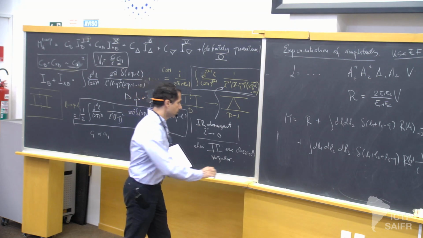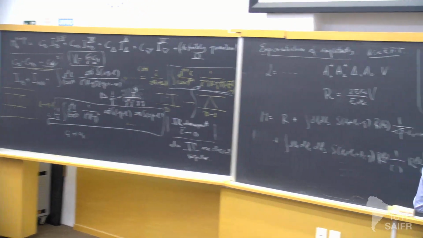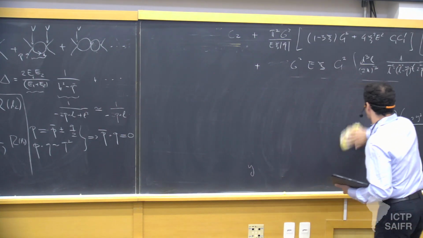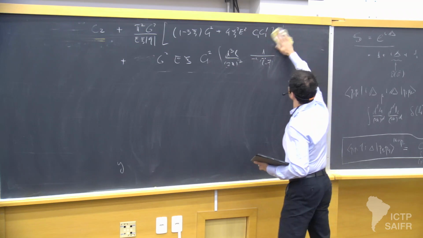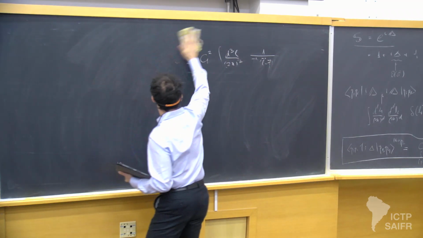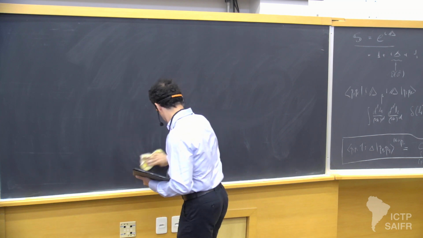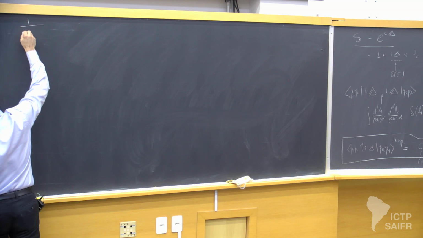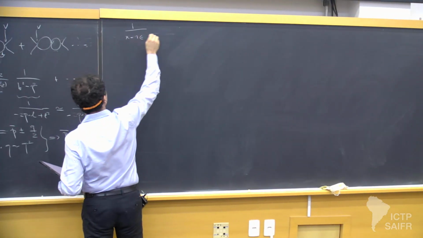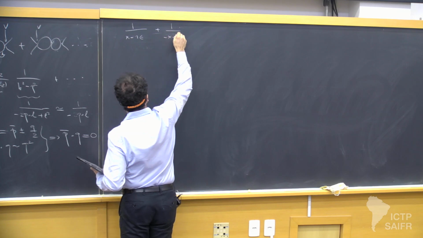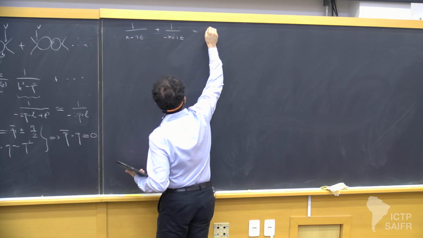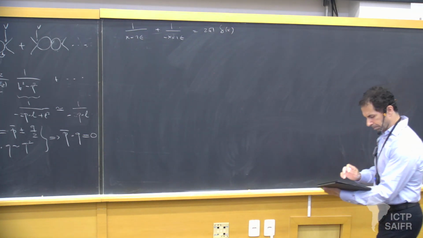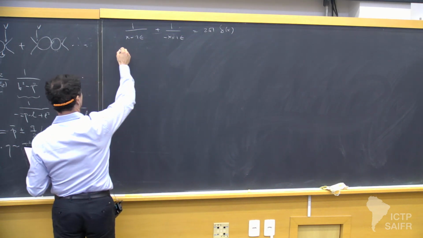Okay, so at this stage, it's useful to remember that there is a really cute identity, a very simple example of which we encountered yesterday. That really cute identity from yesterday is this one: 1 over x plus I epsilon, or minus I epsilon, plus 1 over minus x plus I epsilon, or minus I epsilon. This is 2 pi I delta of x. So there is a generalization of this. And that generalization goes as follows.